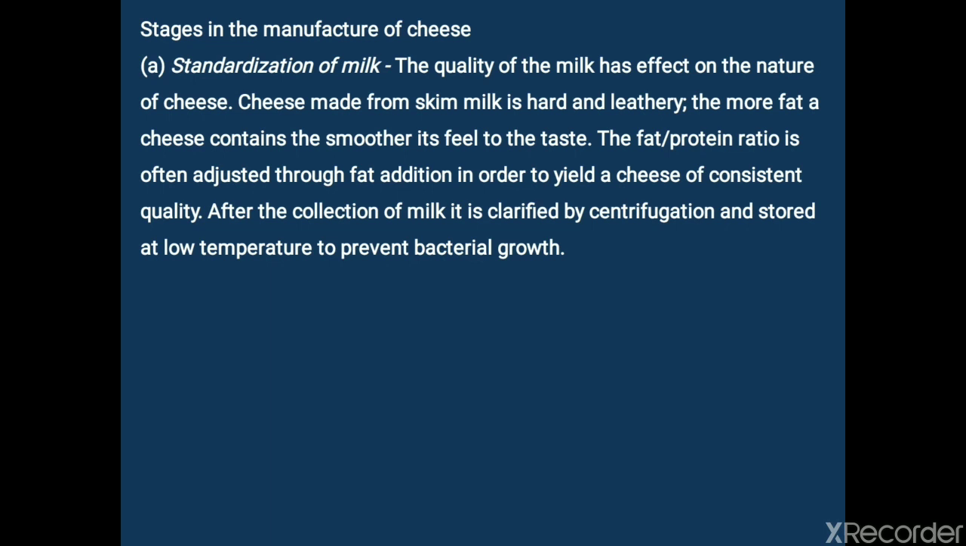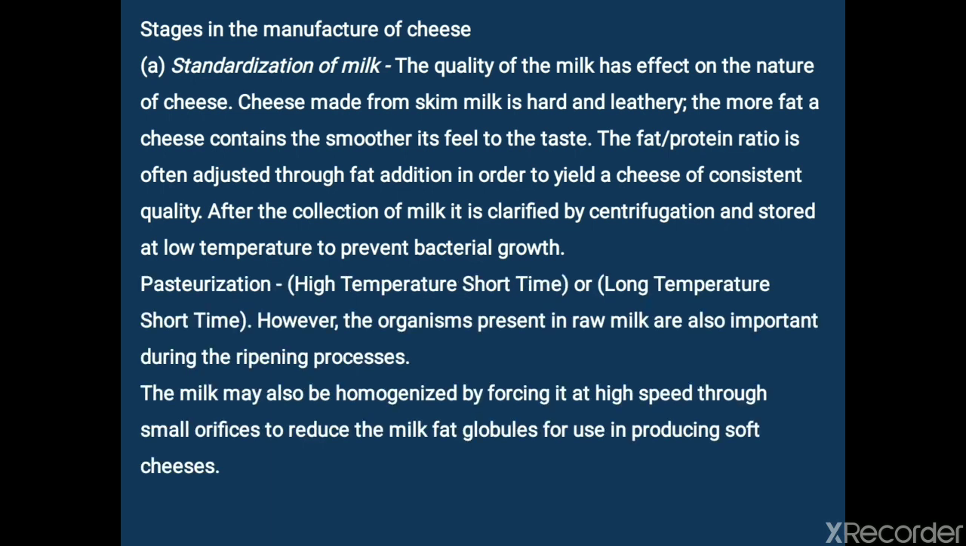The fat to protein ratio is often adjusted through fat addition in order to yield a cheese of consistent quality. After the collection of milk, it is clarified by centrifugation and stored at low temperature to prevent bacterial growth.